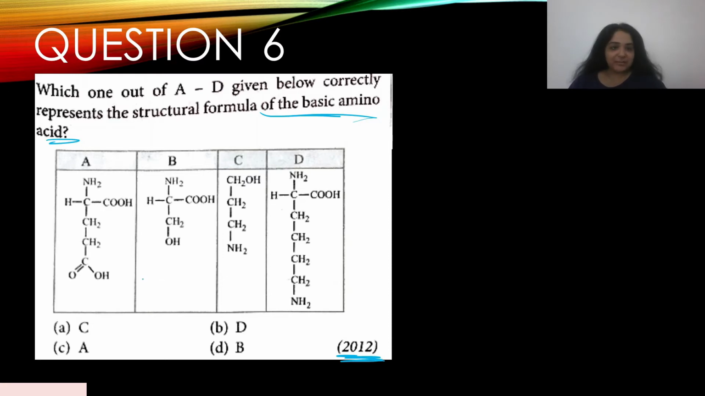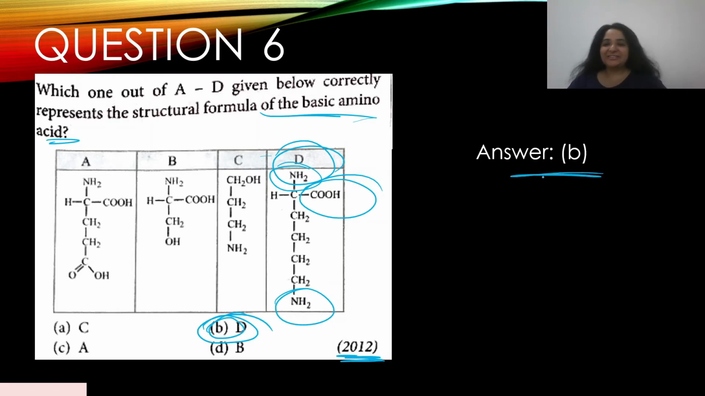Let's look for dibasic. Is A dibasic? No. Is B dibasic? No. C dibasic? No. D. You have NH2 here, you have NH2 here, you have COOH here. So D is a basic amino acid. So the option over here is B. Please don't select option D. Okay, it's a very common way of confusing yourself. So you look at the option D and the D is right, so you select the option D. No, the answer is D, but your option is B. All right. So the correct answer here is B.